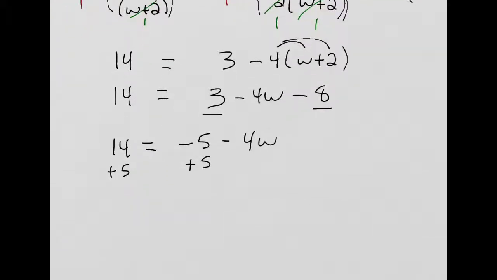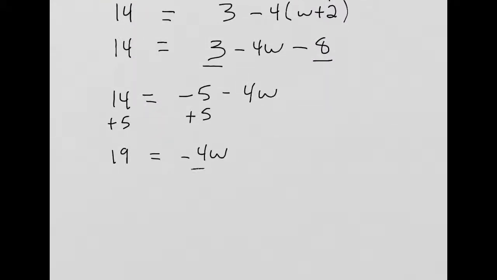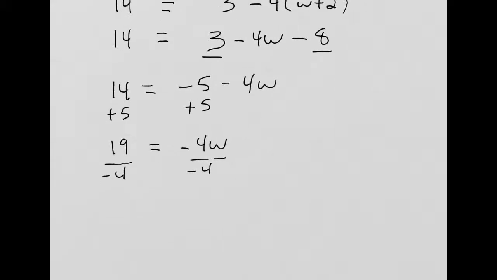If we do that, we've got 19 equals negative 4w. And then the last step, divide both sides by negative 4. And that fraction doesn't really simplify, so my candidate answer is just w equals negative 19 fourths. Okay, the last step then is to check that solution in the original equation just to see if it actually does in fact work.